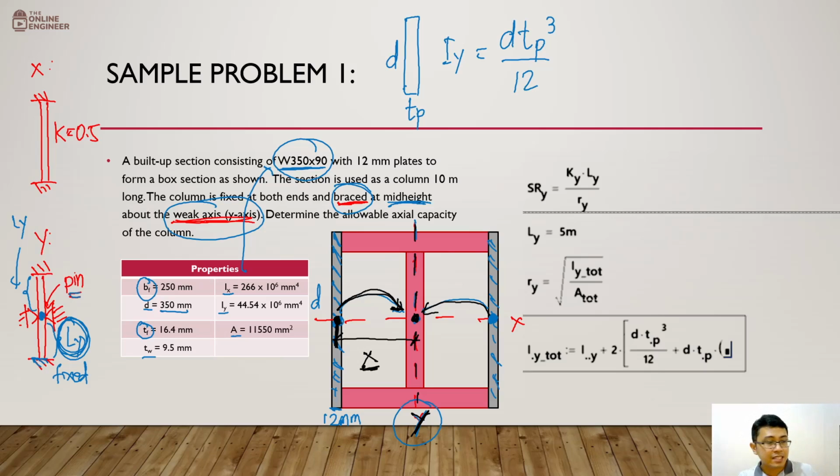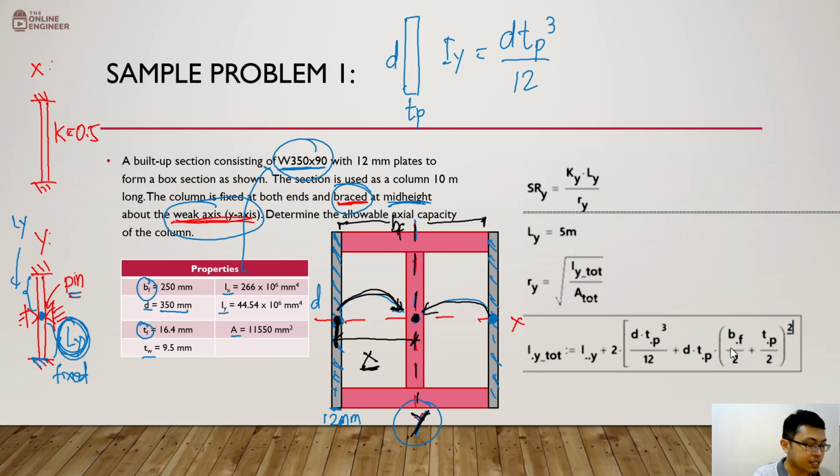So what's that x distance, guys? If you can consider the different properties that we have, this is BF. That's the flange width, right? I'm going to use that here. This is now BF over 2, so 1/2 of the total flange width, plus TP over 2, and I will have this squared. All right.